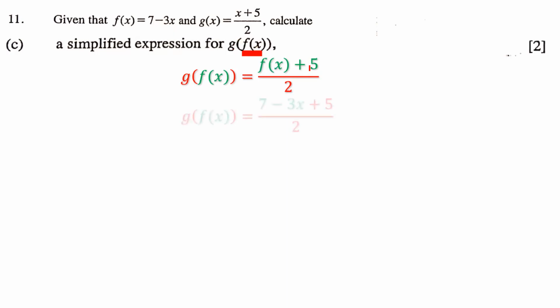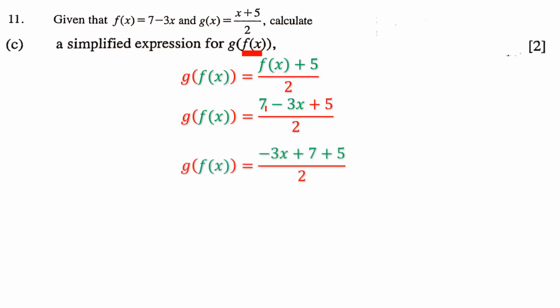And so what is that going to be equal to? f of x is what? 7 minus 3x. That's what f of x is. So we substitute that: 7 minus 3x plus 5 divided by 2. We can combine like terms because we have 7 and 5. So we put 7 plus 5 together and we put the negative 3x over here, all divided by 2. What is 7 plus 5? Well, 7 plus 5 is 12. And so g of f of x is equal to negative 3x plus 12 divided by 2. And that's our answer.